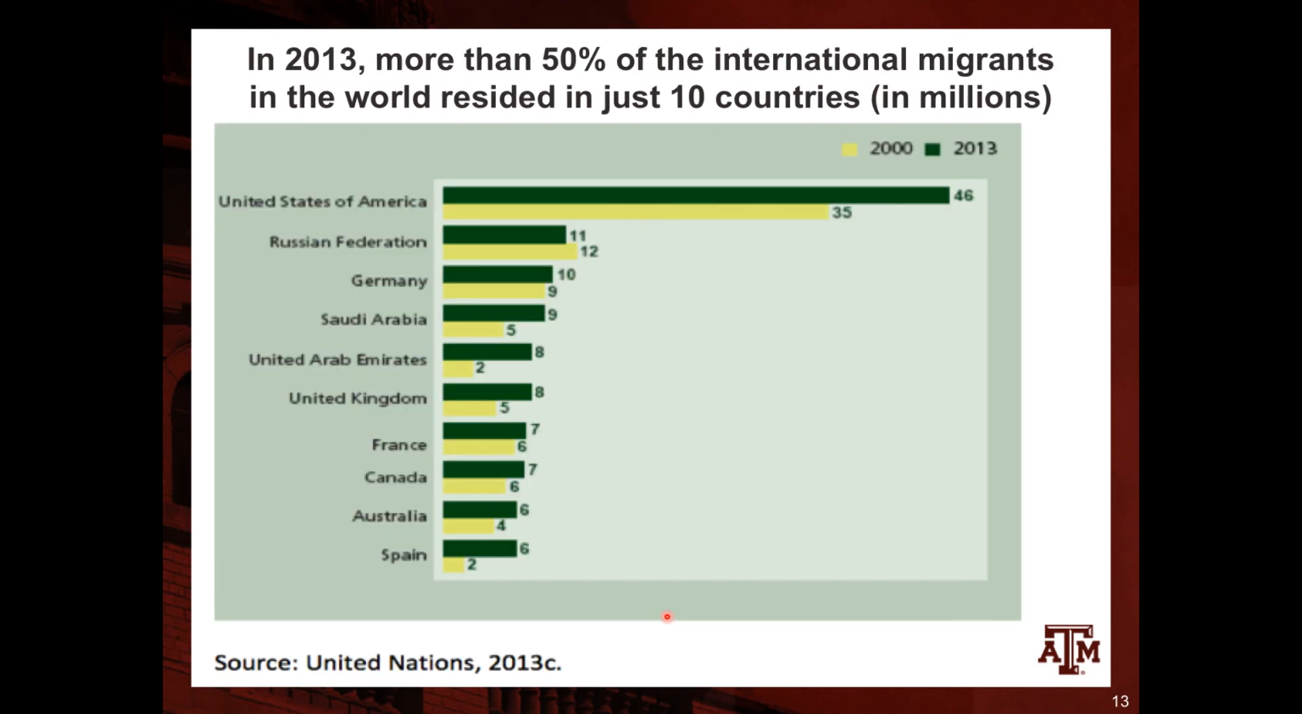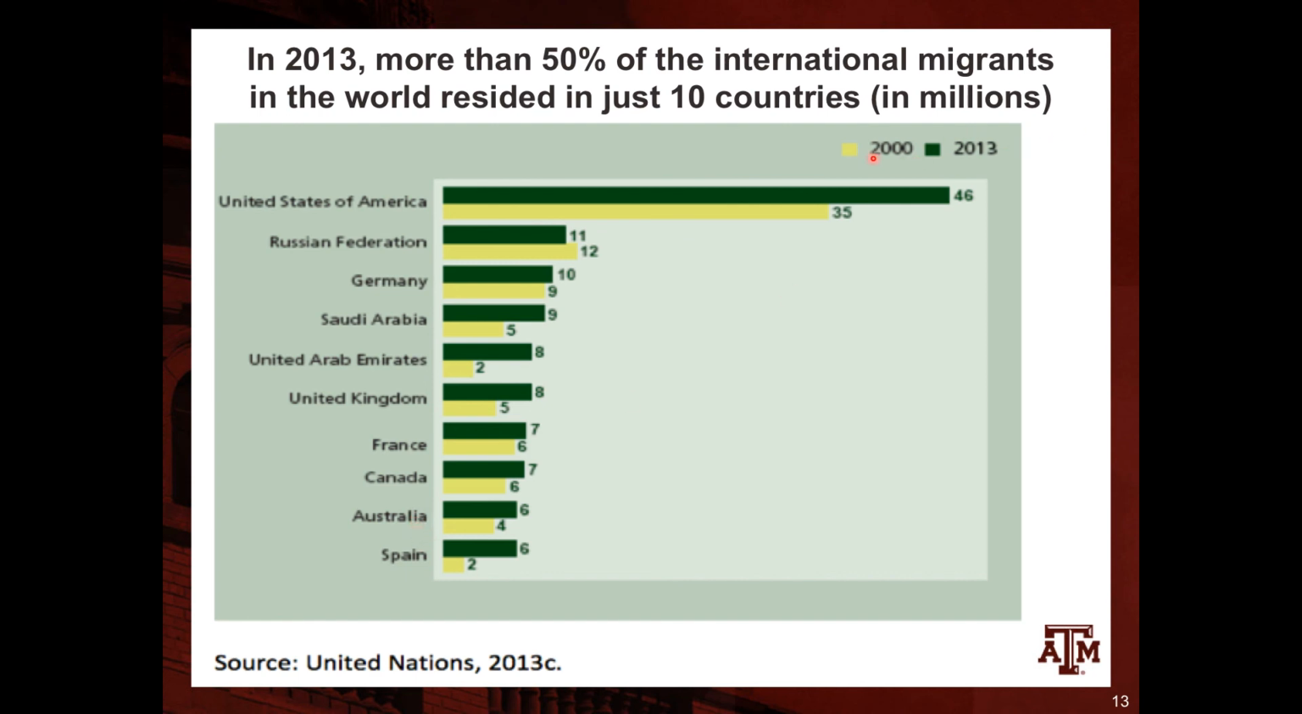And this is just to give an idea of the overall number of immigrants in different countries. In 2013, more than 50% of the international migrants in the world resided in just 10 countries. So it's just to show you that just 10 countries here had more than 50% of all international migrants in 2013. The United States had 46 million of the international migrants living in the US, 11 million in Russia, 10 million in Germany, and so on.